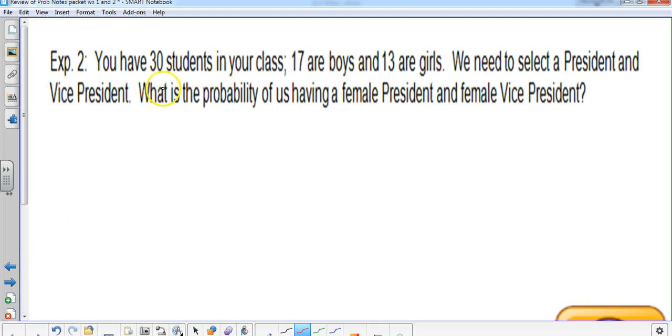All right, if you have 30 students in your class, 17 are boys and 13 are girls, and we need to select a president and a vice president, what is the probability that we have a female president and a female vice president? So the first time we pick, what's the chance that we pick a girl? 13 out of 30. Now we've already picked and elected our president, what's the chance we pick another girl? Okay, I'm not going to bother to finish and reduce, but you get the idea?